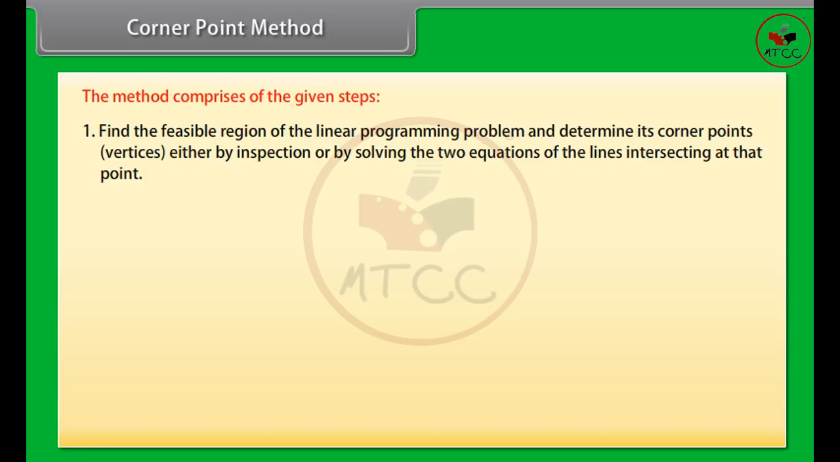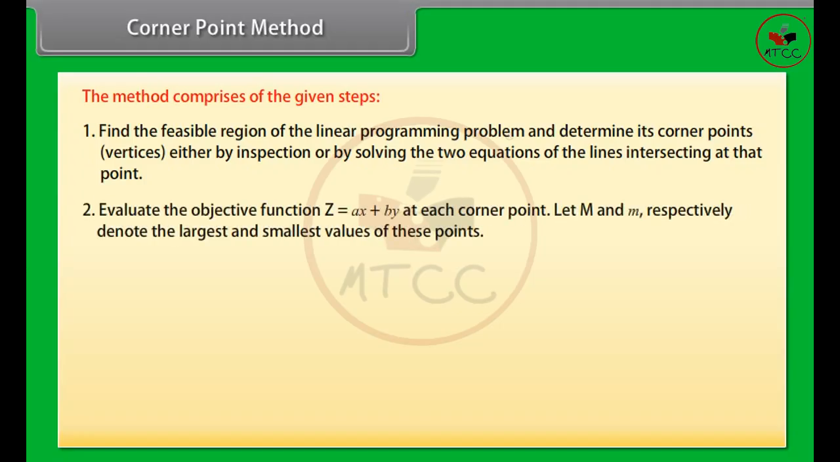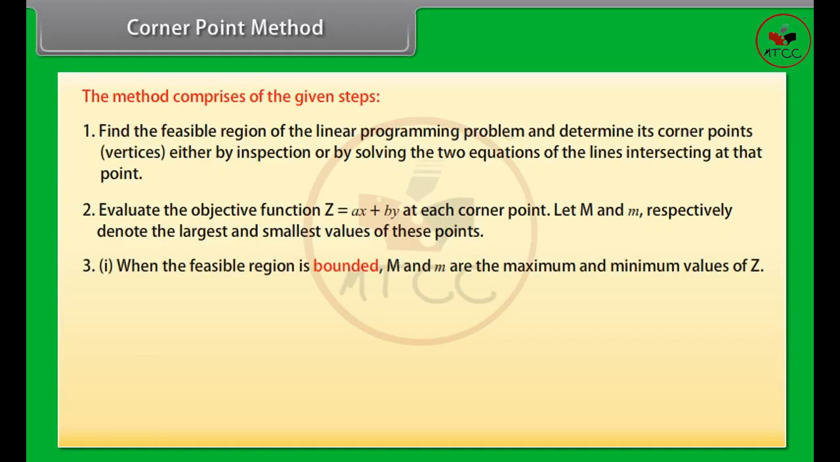Find the feasible region of the linear programming problem and determine its corner points (vertices) either by inspection or by solving the two equations of the lines intersecting at that point. 2. Evaluate the objective function z = ax + by at each corner point. Let M and m respectively denote the largest and smallest values of these points. 3. 1. When the feasible region is bounded, M and m are the maximum and minimum values of z.